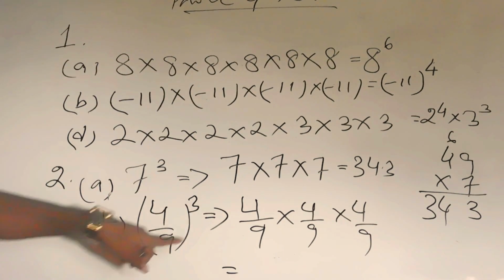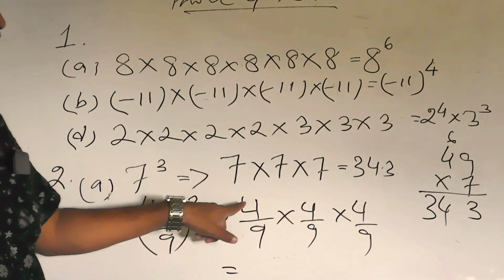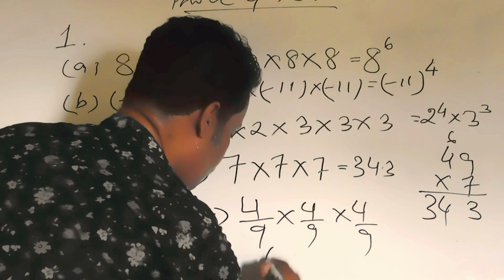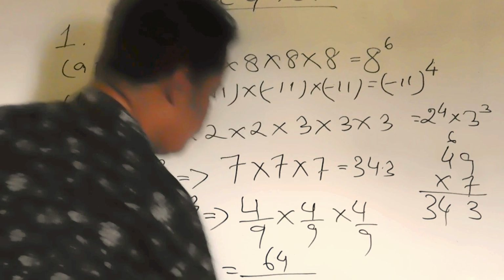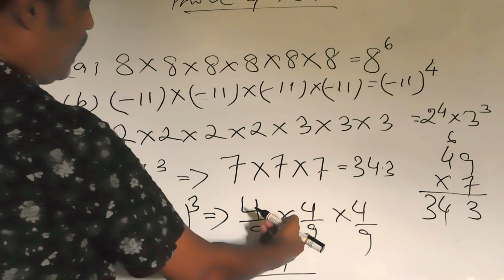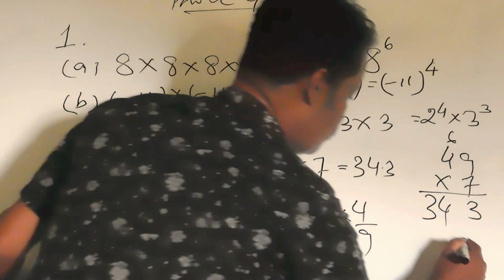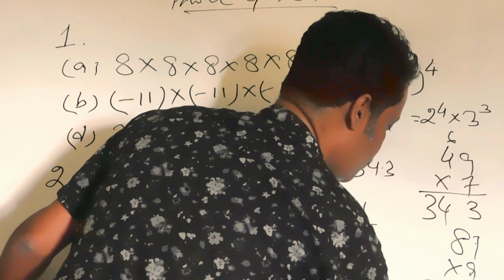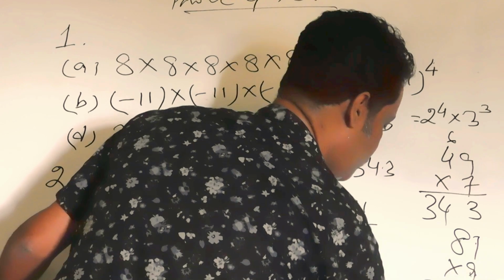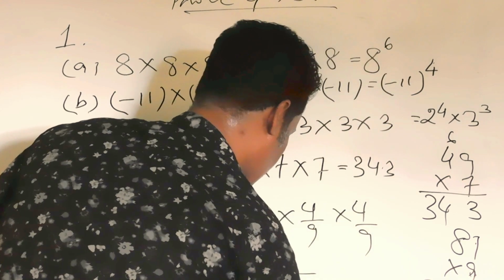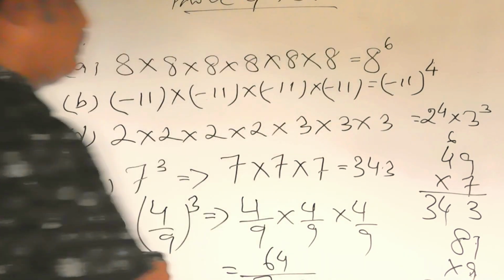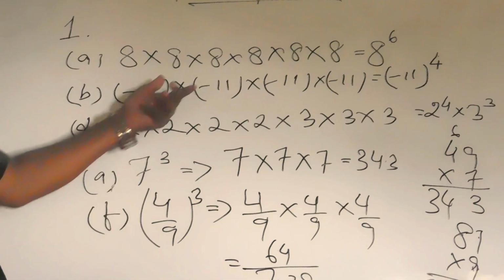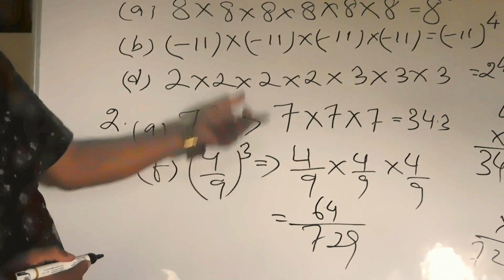After that, it is simple. Multiply 4 into 4, 16. 16 into 4 will be 64. By 9 into 9, 81. If you do not know, then multiply 81 into 9. 9 ones are 9 and 9 eights are 72. So 729. So the answer is 64 by 729.